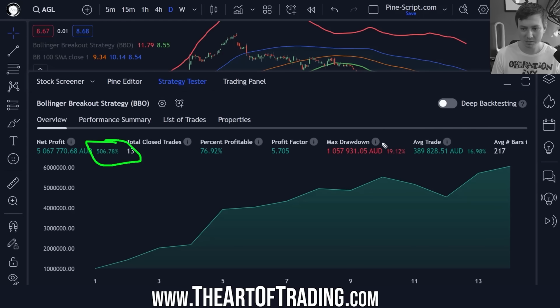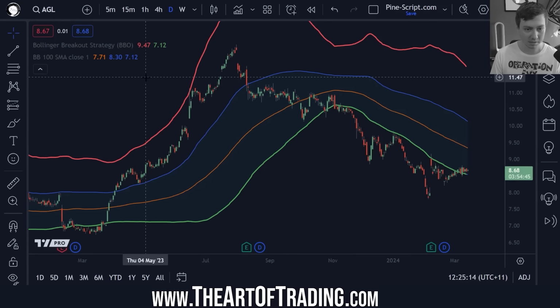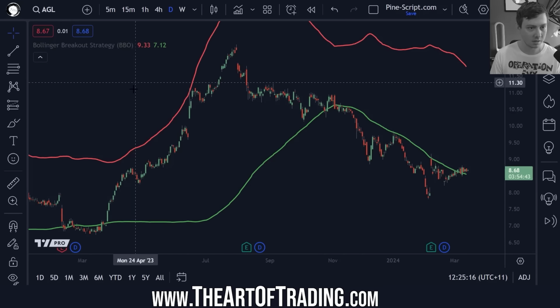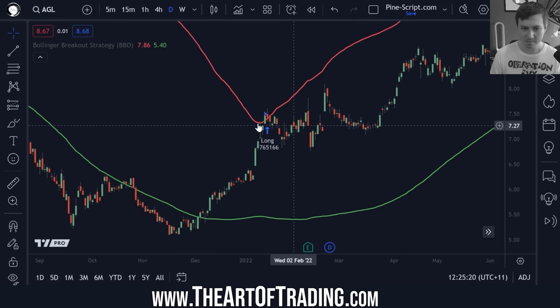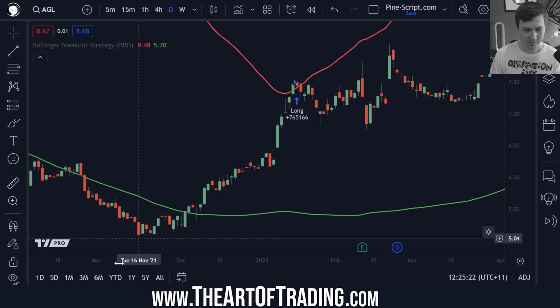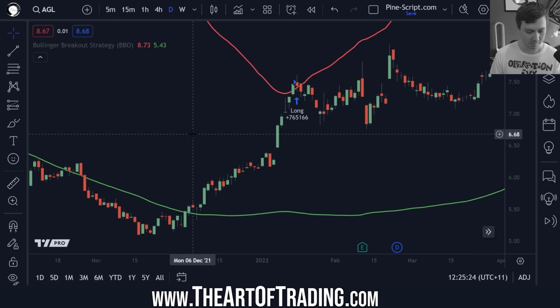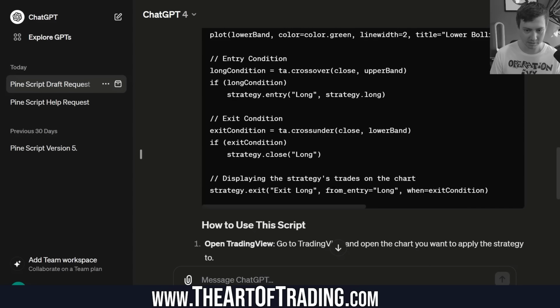500% return on this stuff with a 90% drawdown. Meaningless on a single market. But the script, let's get rid of my Bollinger Band there. The script appears to be working. I did have to modify it slightly there. I had to remove that redundant piece of code at the end, this strategy.exit.